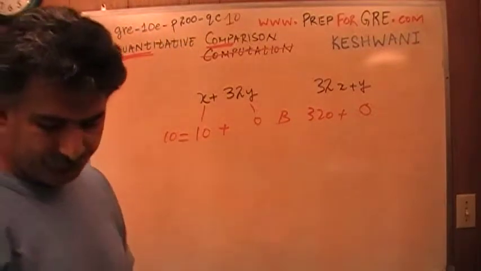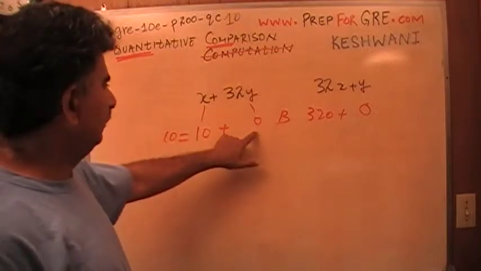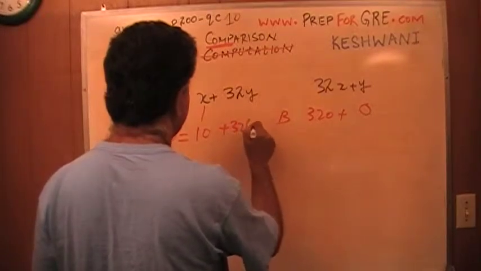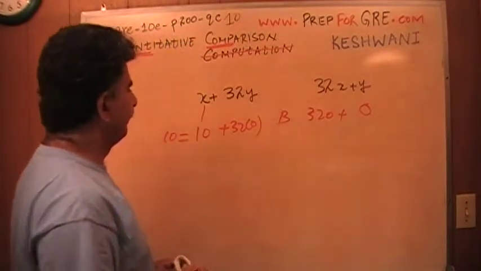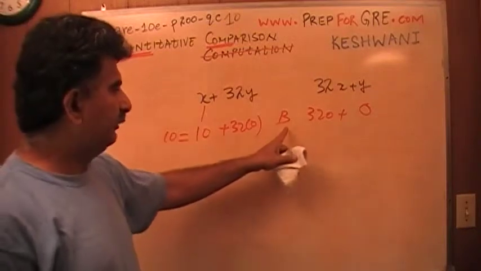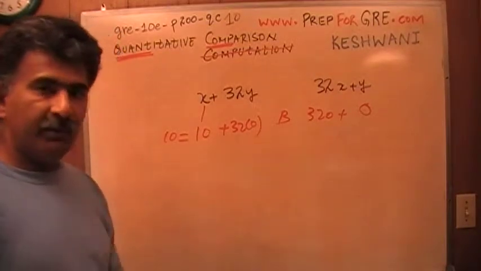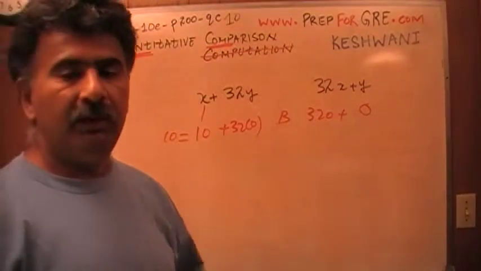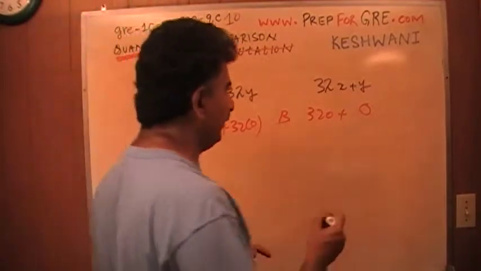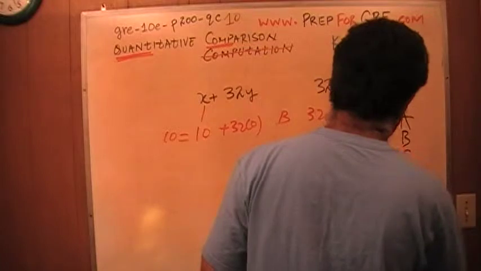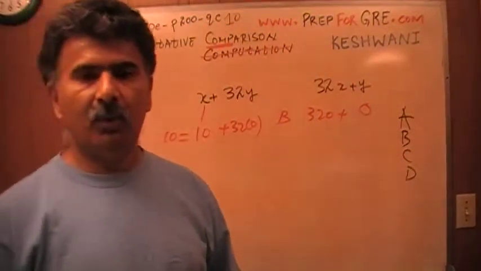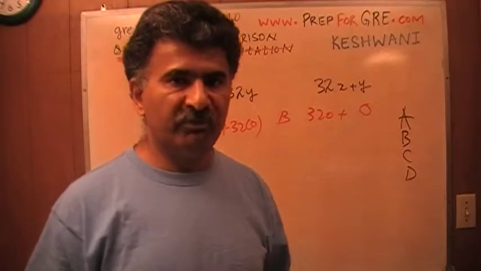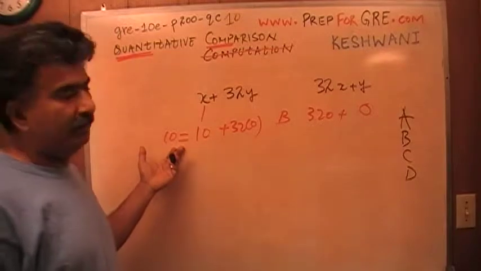Now what does that tell me? If x equals 10 and y equals 0, then this is 10 versus 320. So far the answer is B. What does that tell me? Does it tell me what the answer is? No, it does not tell me what the answer is. So far the work that I've done only tells me what the answer is not. If you look at the answer choices, when you pick answer choice A, what you're claiming is that the quantity in column A is always bigger. Well, the quantity in column A cannot possibly be always bigger because we just found one instance where it is not. So it rules out A.